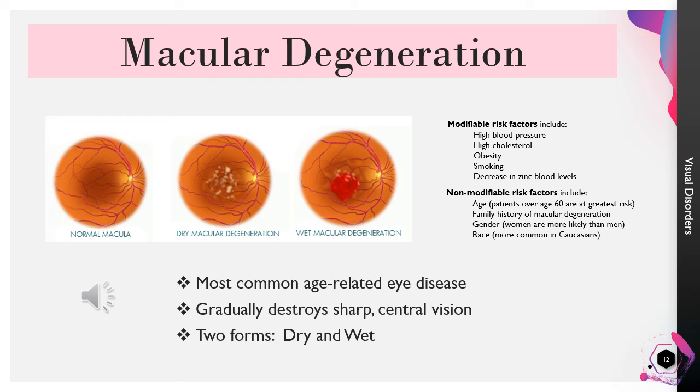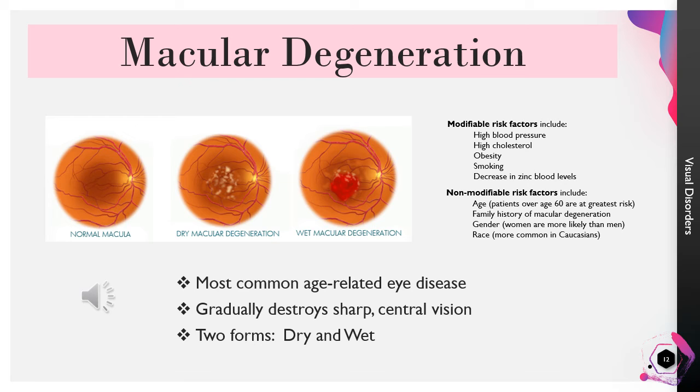There are modifiable risk factors of macular degeneration, including high blood pressure, high cholesterol, obesity, smoking, and a decrease in zinc blood levels. Some non-modifiable risk factors for macular degeneration include age, family history, gender, and race. There are two forms of macular degeneration.